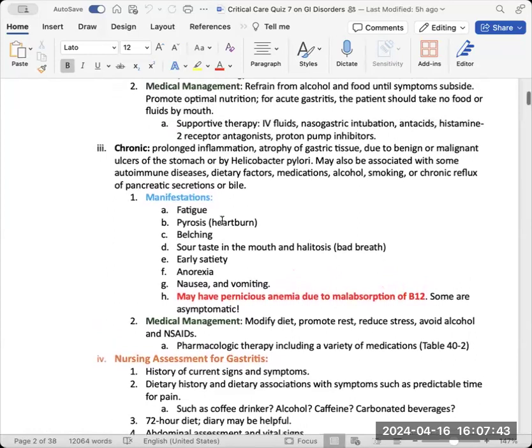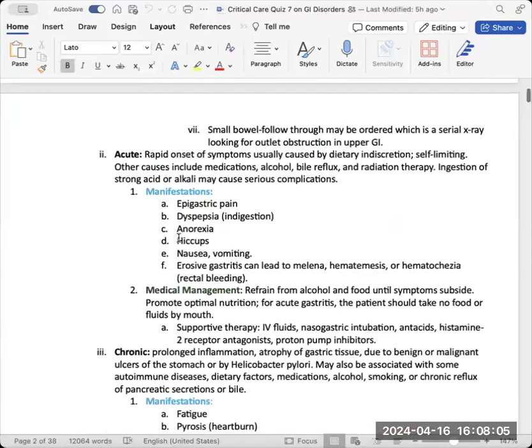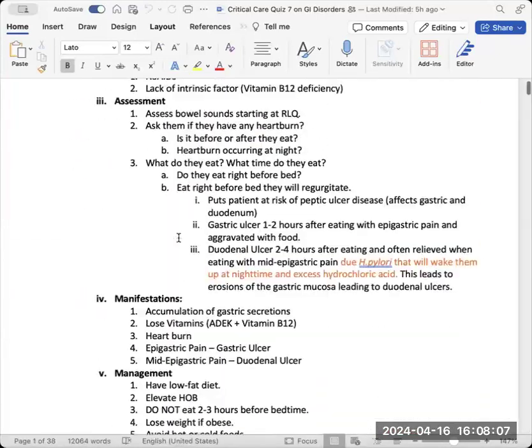And of course, for both of these, they're going to want to modify their diet, reduce stress, and reduce those irritating foods, because that's going to further hurt their chronic gastritis, but it could also make acute gastritis reoccur. So the management is going to be relatively similar, except for medical management, specifically for acute, we want them to refrain from anything in their mouth. But I just wanted you to understand a little bit more about the differences.